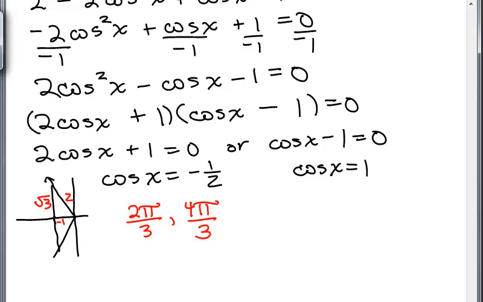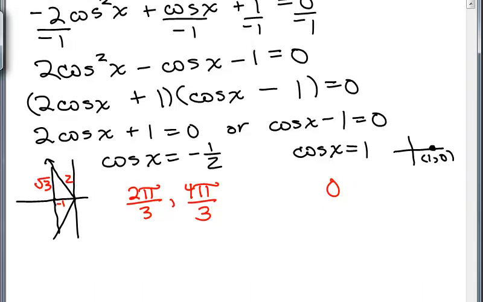Okay, that is one of the points on the unit circle, and that would be right over here at 1, 0. That's where the x-coordinate is 1. So that in radians is 0. Remember, we don't also include 2 pi because that's just coterminal. So I've got 3 solutions: 0, 2 pi over 3, and 4 pi over 3.